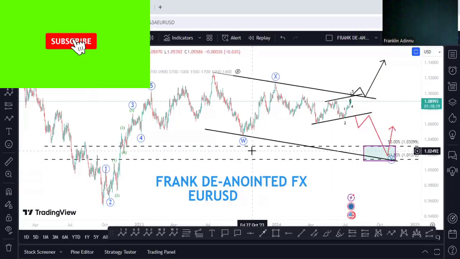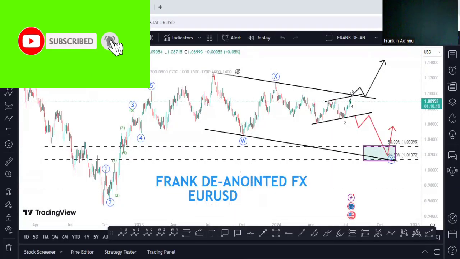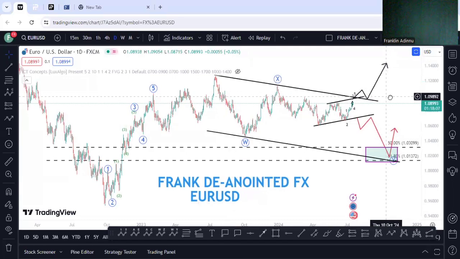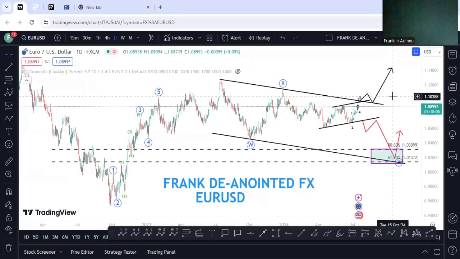Hello guys, this is an advanced analysis in the Euro US dollar and DSY. So I wanted to show us something in Euro US dollar. It's an advanced analysis I want to share with you guys.